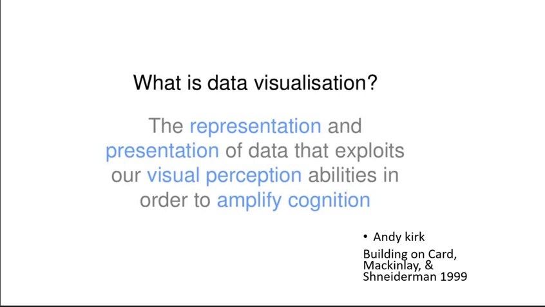Okay, so what is data visualization? Andy Kirk says, "the representation and presentation of data that exploits our visual perception abilities in order to amplify cognition." This is a thick definition, but it's basically acknowledging that humans devote half of their brain, evolutionarily, to vision. We have these natural cognitive visual abilities. And the idea is to tap into those and leverage them in order to make thinking and understanding easier.